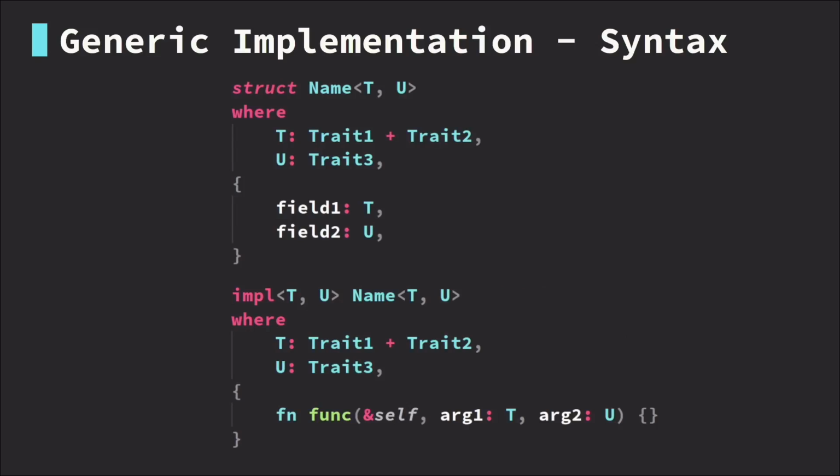We can also use the where clause on implementation blocks. Similar to the struct, the where clause comes just before the curly braces. So down here on this implementation block, we have our impl keyword, our T and U, and we have the name of the structure followed by the T and U. We then have the where keyword, and we specify the traits that are required for both the T and the U. This offers enhanced readability for generic types and their constraints.